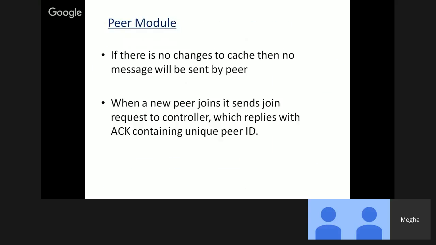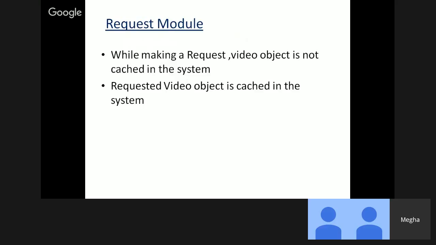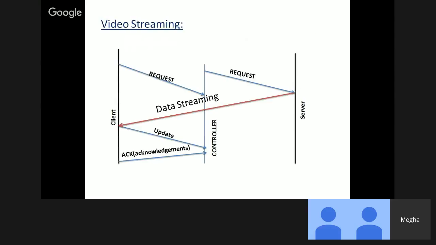So in the peer module there are no changes to the cache if the message is sent by a peer, and when a new peer joins the network, it sends a request to the controller, which replies with an acknowledgement containing a unique peer ID. The request module makes a request for a video object that is not cached in the system, and once the video is requested, the object is cached in the system.